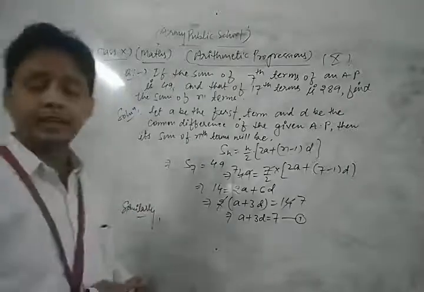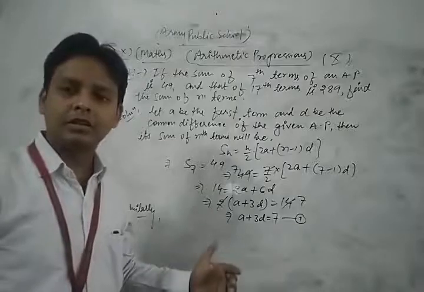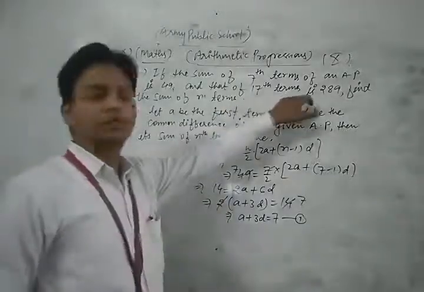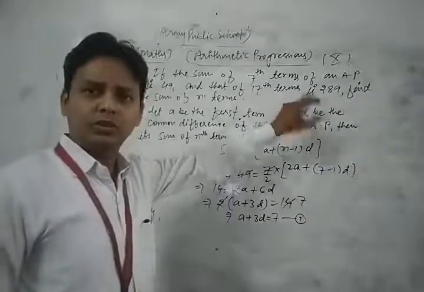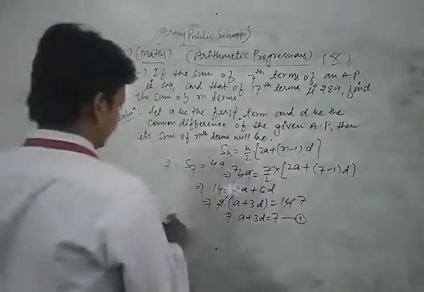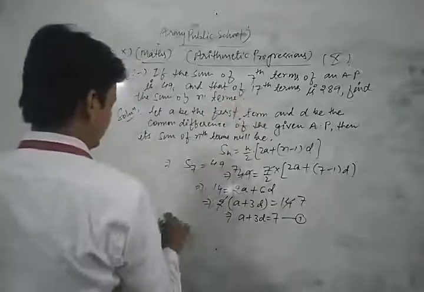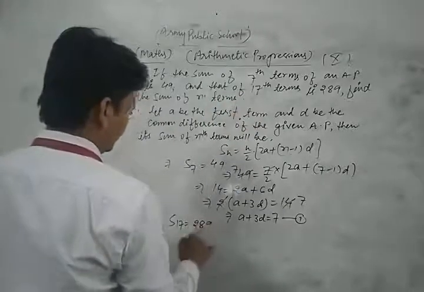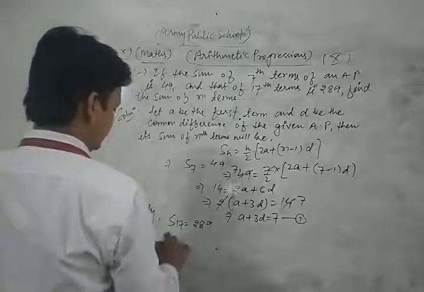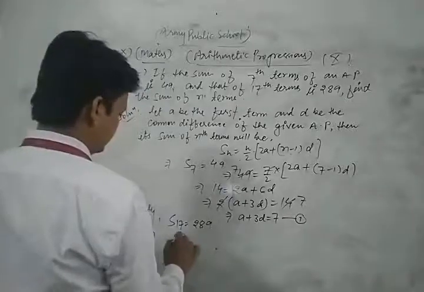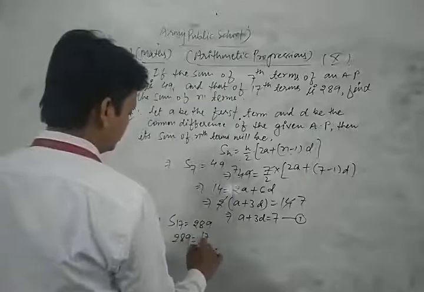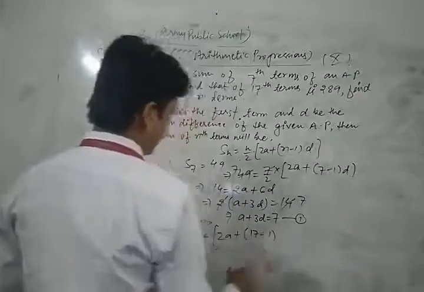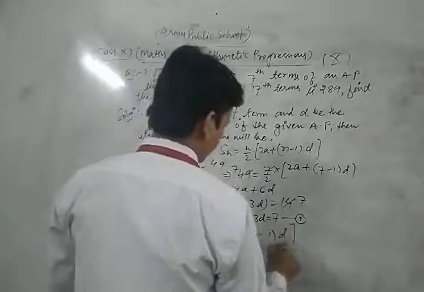Similarly, dear students, we apply the second condition, which is that the sum of 17 terms is 289. That is, S17 is equal to 289. Again by that formula, 289 is equal to 17 by 2 in bracket 2a plus (17 minus 1) into d.